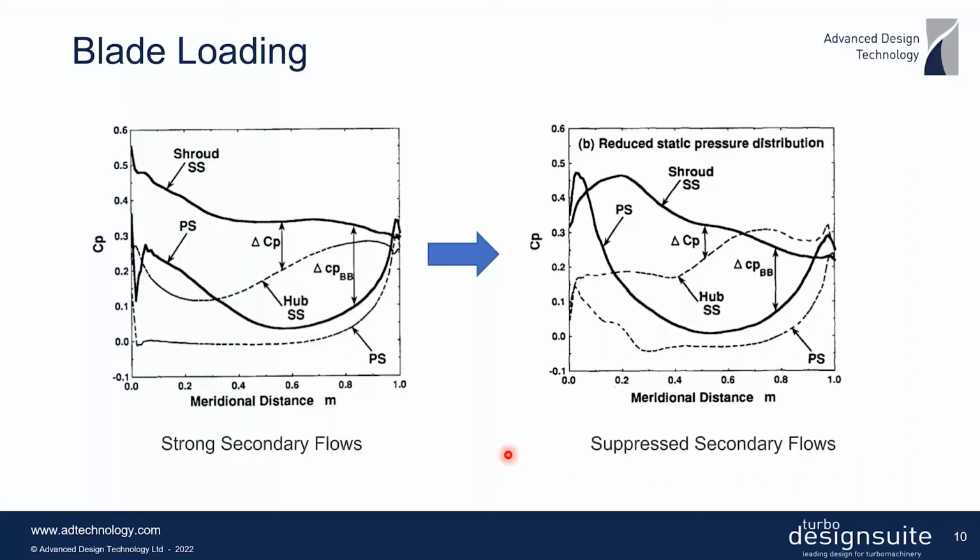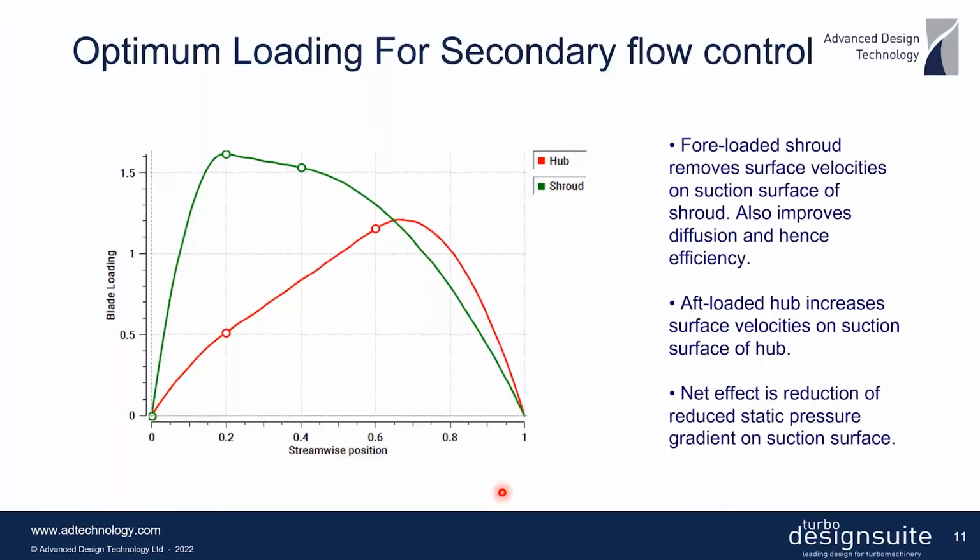flows in the impeller. So now if you think about looking at the blade loading, which is the difference between the pressure distributions of the suction and pressure surfaces on each streamline, we find that this type of loading, in fact, can help you to reduce secondary flows. So what you see here is the green line is the shroud, the red line is the hub, and essentially by using a forward-loaded distribution at the shroud and an aft-loaded distribution at the hub, you're actually reducing the surface velocities on the shroud suction surface, and you're increasing them on the hub's suction surface.